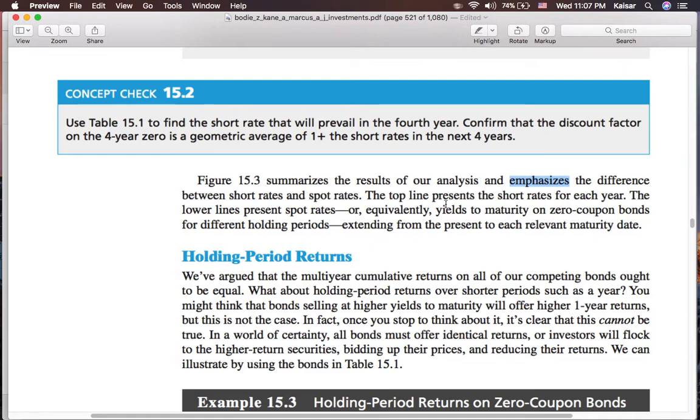The top line presents the short rates for each year, the lower line presents spot rates or equivalently yields to maturity on zero-coupon bonds for different holding periods, extending from the present to each relevant maturity date.